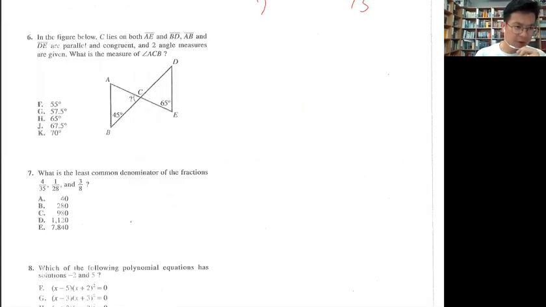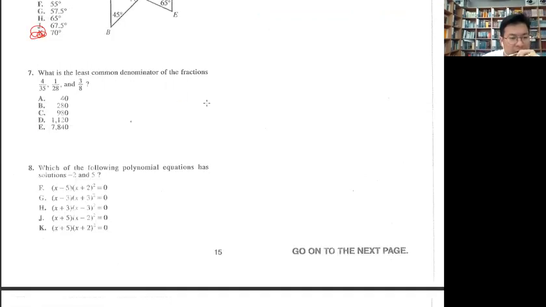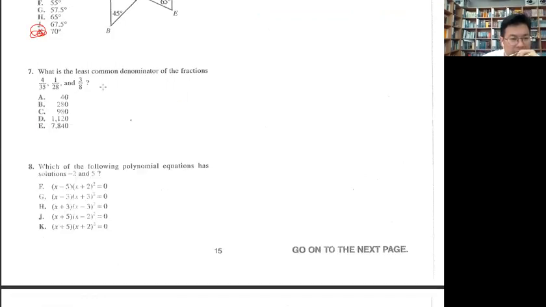Two angles measure, what is the measure of ACD? Okay, this is parallel right now. These two are parallel to each other. So 65, this is 65. Adding the two up, 110, which leaves 70 out of 180.